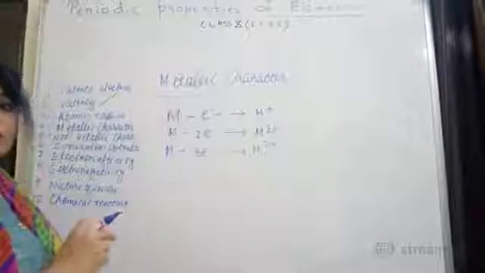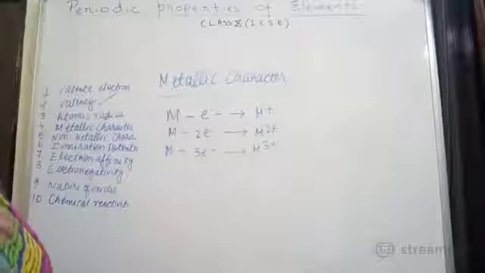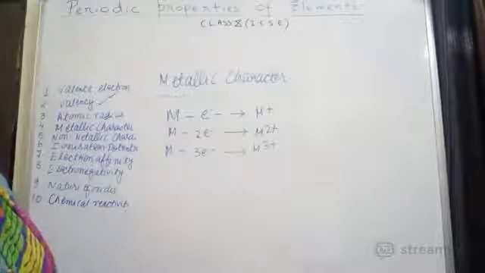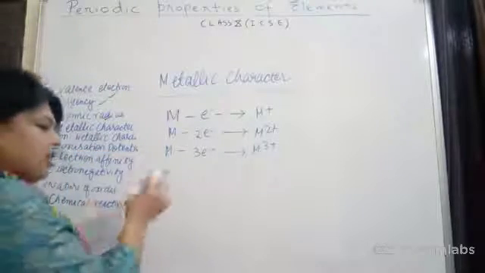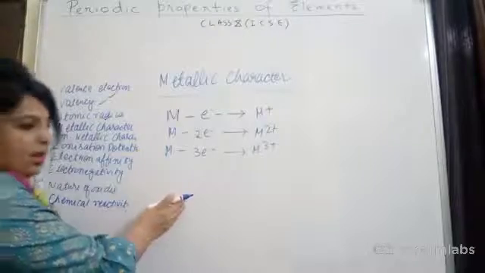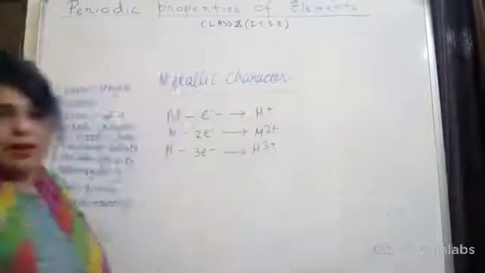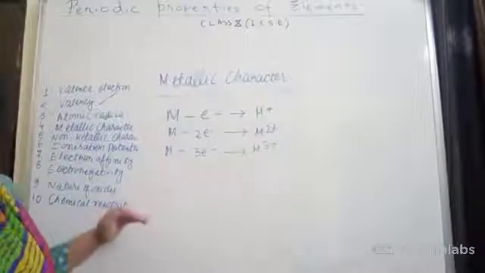And I told you metallic character is a very important property. If you want to decide, we have learned in the modern periodic table, the left-hand side has all metals and the right-hand side has non-metals. Obviously, when you move from left to right, we are moving from metal to non-metal.